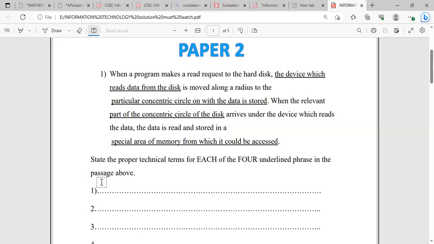Now it says, state the proper technical term for each of the four underlined phrases. So I'm just going to call this one, the device which reads the data from the disk. What would that be, guys?